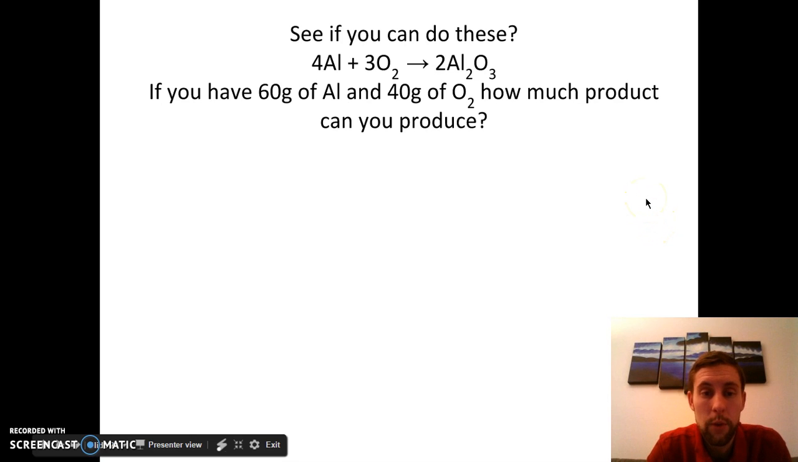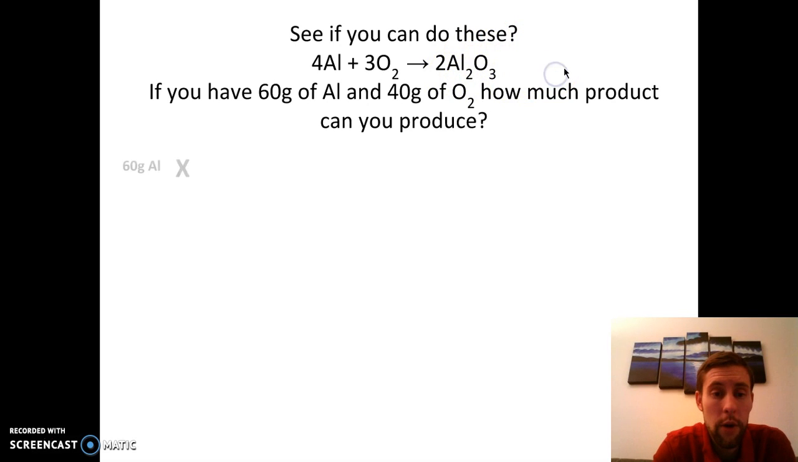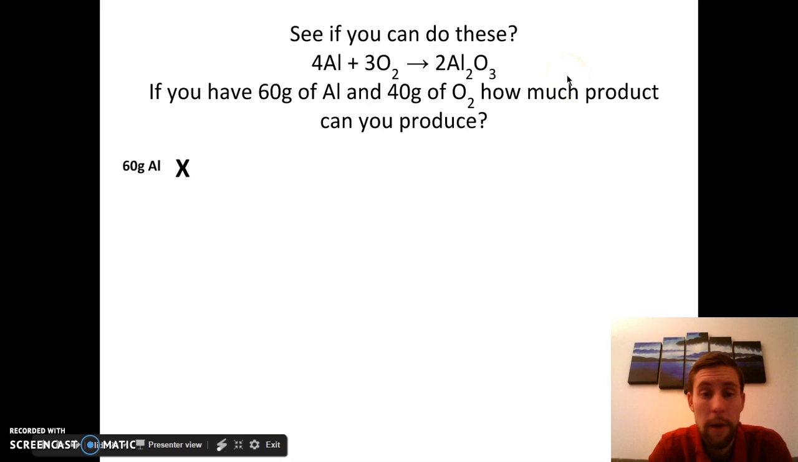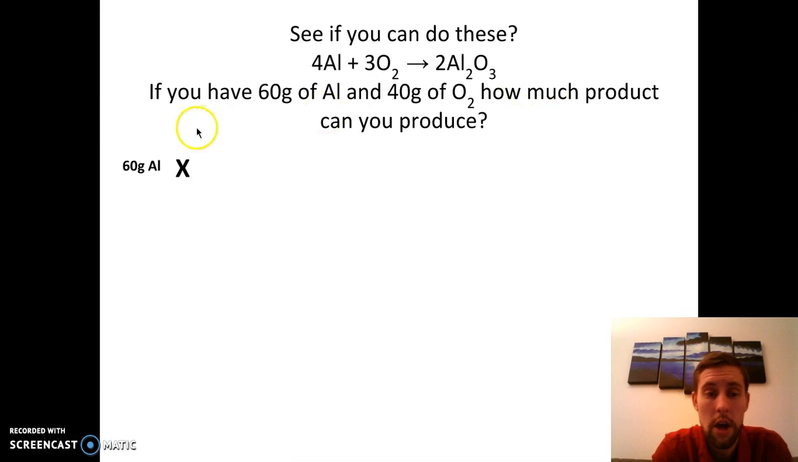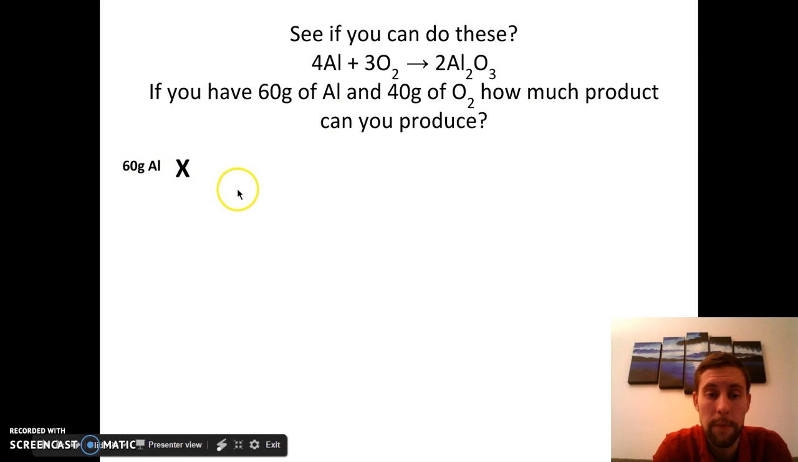Okay, here we go. So we know we've got 60 grams of aluminum and 40 grams of oxygen. We're asking how much of our product, right here, Al2O3, can you produce? Well, we have to go through and solve for each one, because we might run out of aluminum first, or we might run out of oxygen first, and we don't know until we solve for the actual product. So 60 grams of aluminum, grams of aluminum must cancel, go to moles of aluminum. That's the molar mass of aluminum.